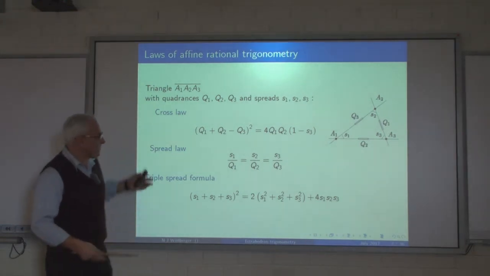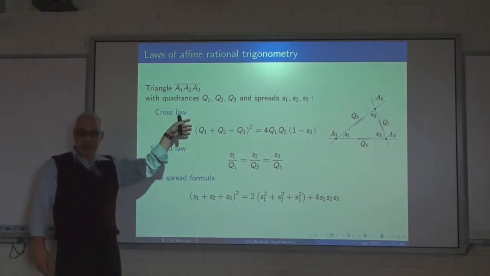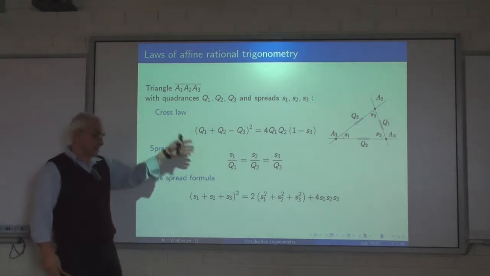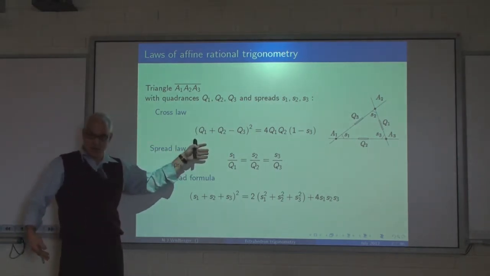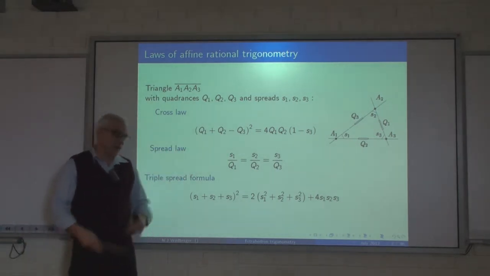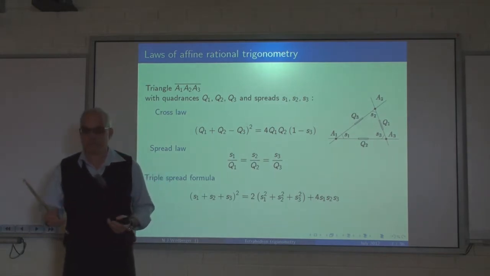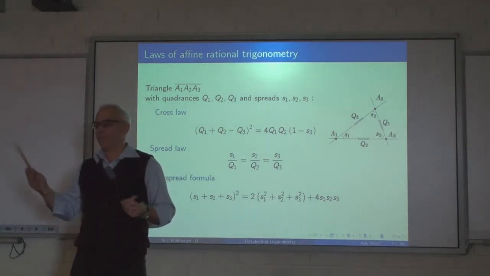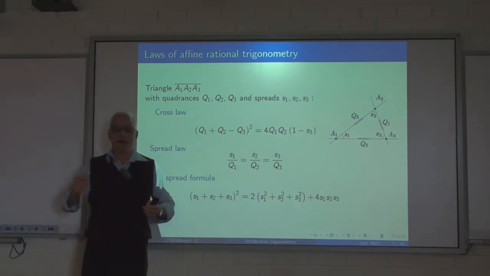So these are obvious analogs of the cosine law in classical trigonometry, of the sine law in classical trigonometry, and of the fact that the three angles sum up to 180 degrees, or, what is it? Pi.